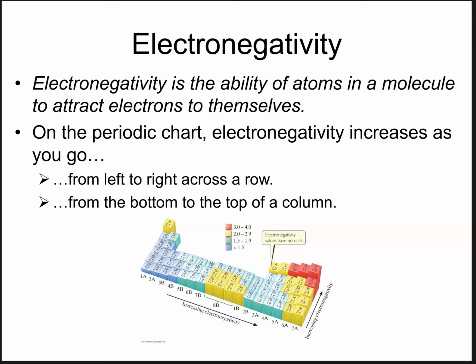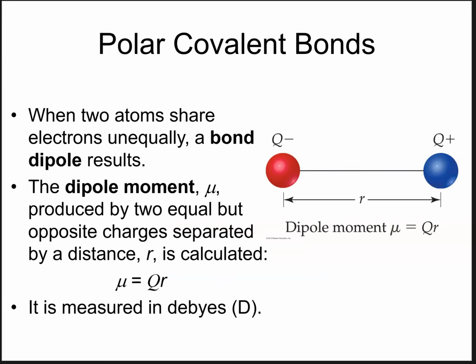So, we describe polar covalent bonds as having some distance separated and being measured in a unit called the debye, which is really beyond the scope of this class. But the take-home message is the more debyes a polar bond has, the more polar it becomes. And so as you have a higher debye count, the more polar the bond is, meaning the electrons favor one atom over the other more.